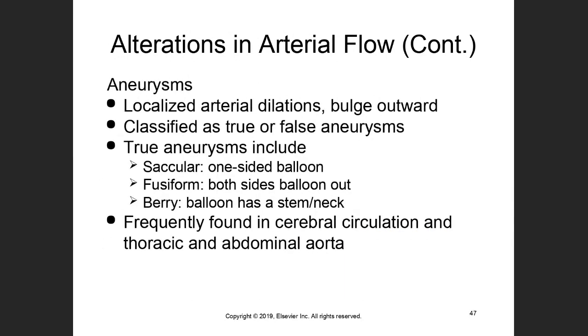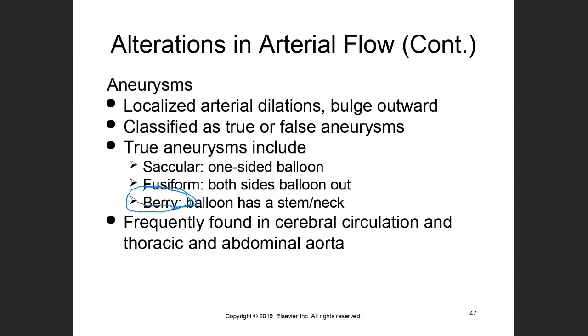Aneurysm is a localized dilation, bulging outward of one part of the artery, classically classified as true or false aneurysm. True aneurysms include saccular, fusiform, and berry. Berry aneurysm is especially in the brain, in the circle of Willis. You remember the circle of Willis in the anatomy? Right there in the circle of Willis.